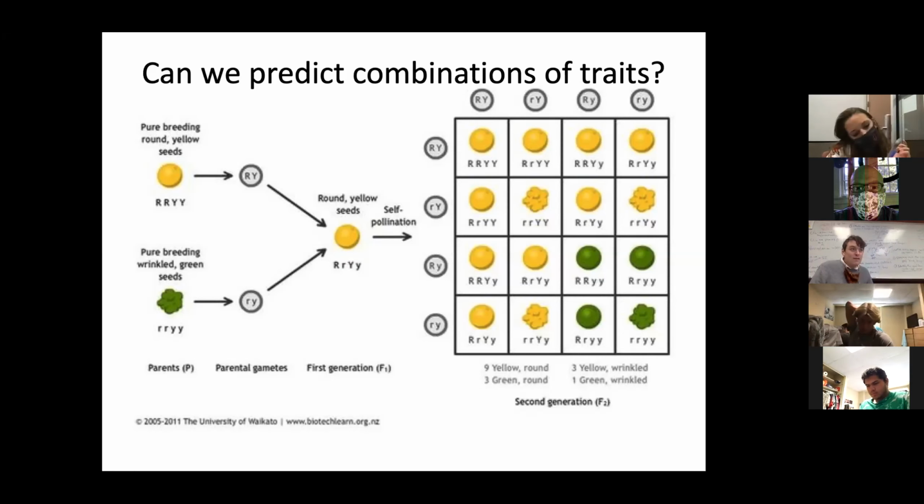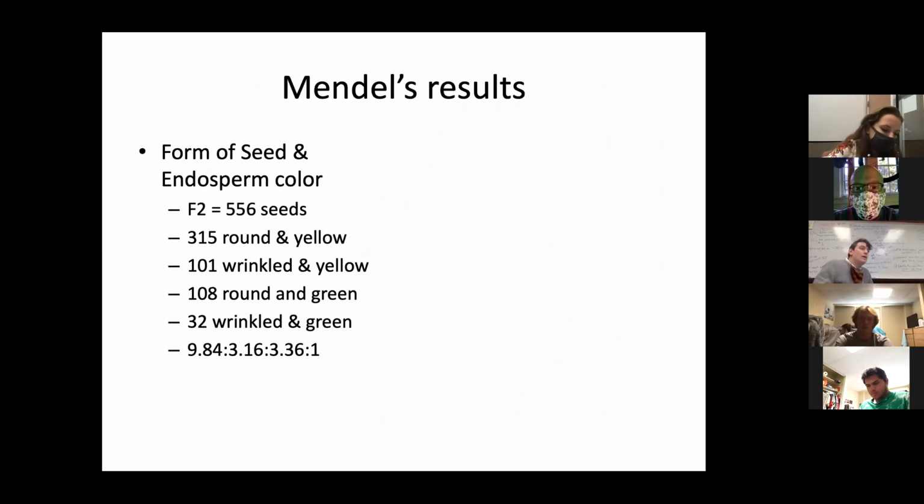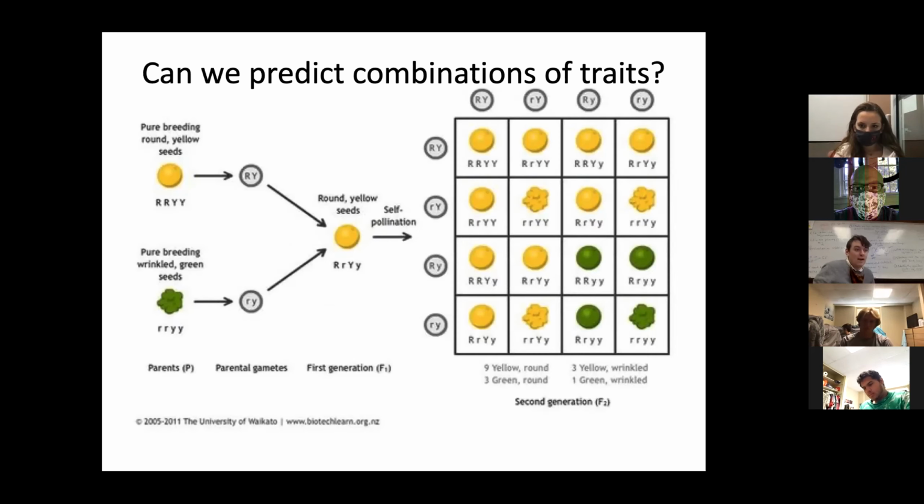And that's exactly what Mendel found. In his F2 generation, he got 556 seeds, and these are the actual numbers of the different types of peas that he got. And when he looked at the ratio, 9.84 to 3.16 to 3.36 to 1 out of 556 seeds. So you can compare that back to the 9 to 3 to 3 to 1 that's predicted here at the bottom of the square.